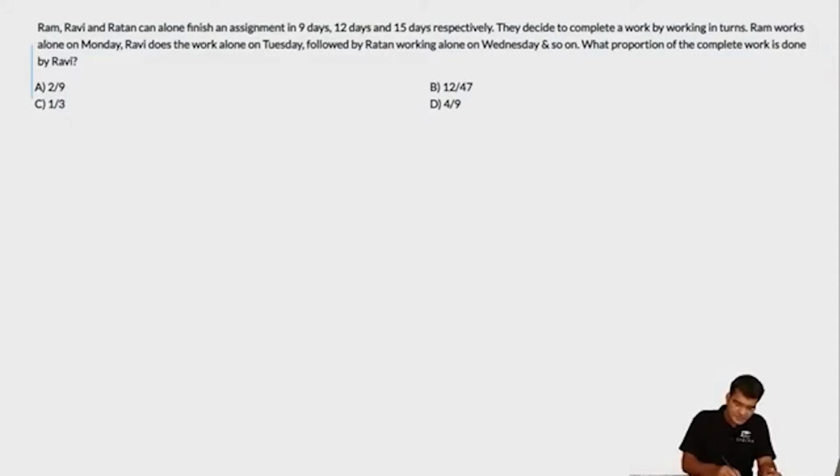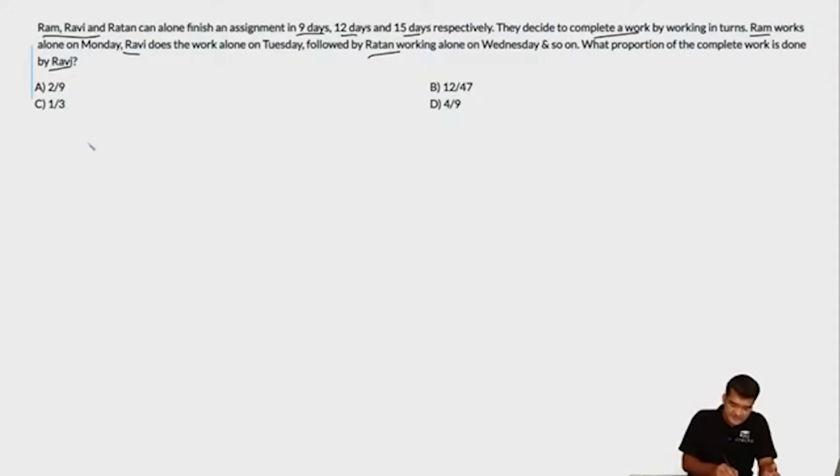In this question, we are told that there are 3 people, Ram, Ravi and Ratan, and they can finish, if they are working alone, a job in 9 days, 12 days and 15 days respectively. Now they decide to complete it by working in turns. The first day Ram works, the second day Ravi works and the third day Ratan works, and this cycle continues. We are required to find out the work done by Ravi. What part of the work is done by Ravi?